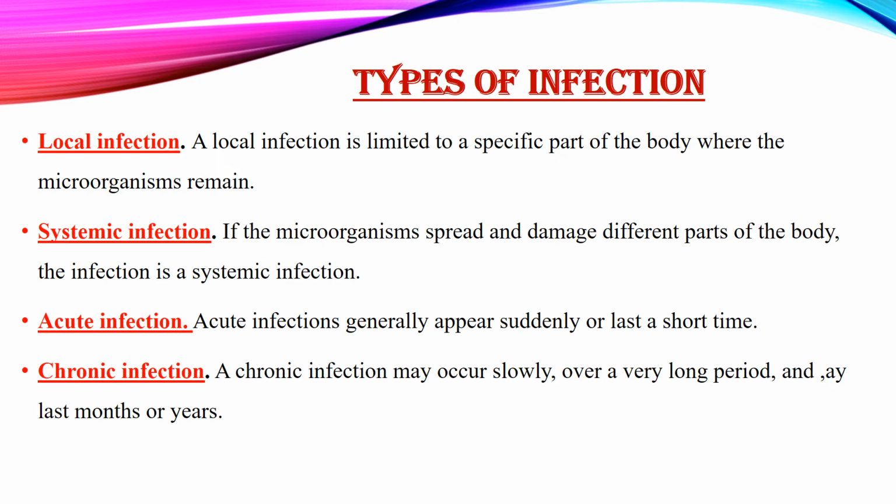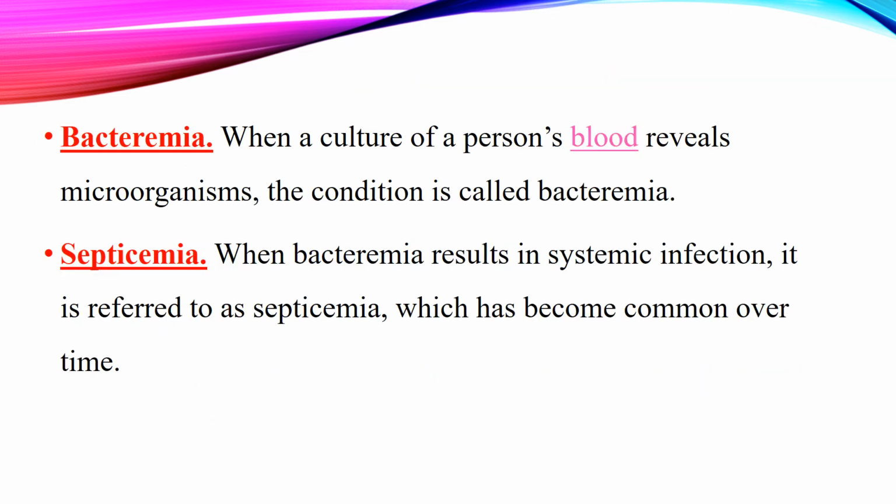Chronic infection. A chronic infection may occur slowly over a very long period and they last for several months or years. Bacteremia. When a culture of a person's blood reveals microorganisms, the condition is called bacteremia. Septicemia. When a bacteremia results in a systemic infection, it is referred to as a septicemia, which has become common over time.